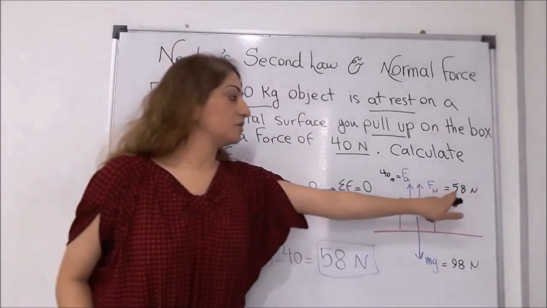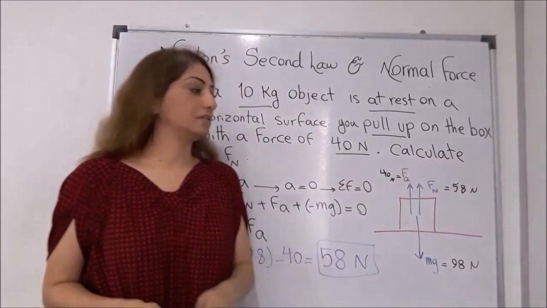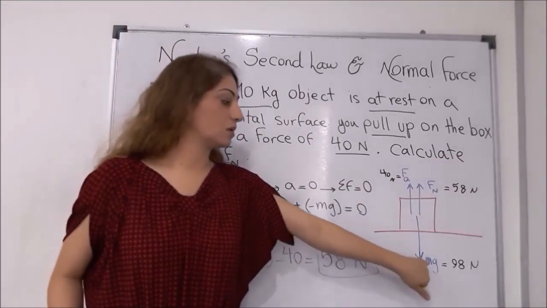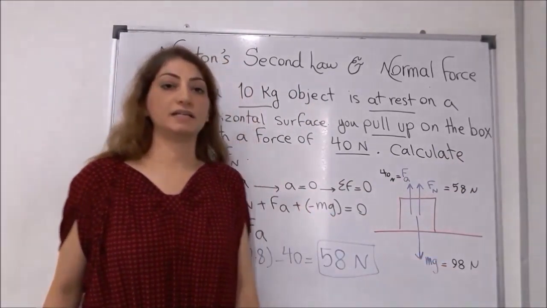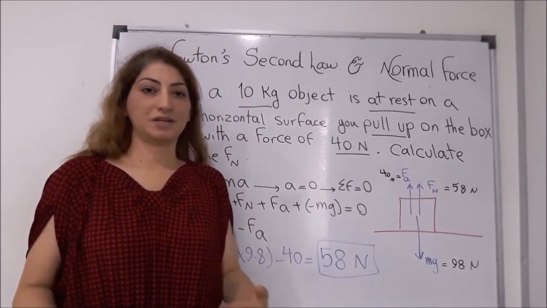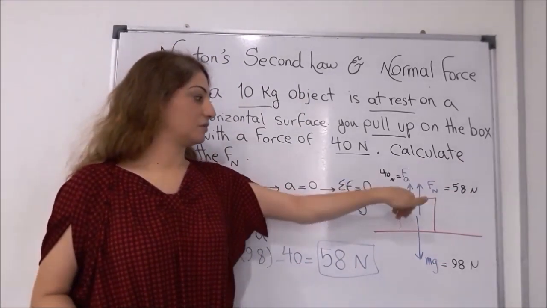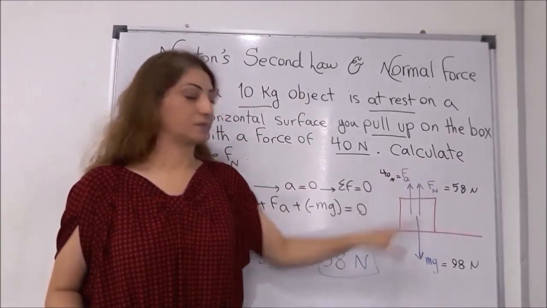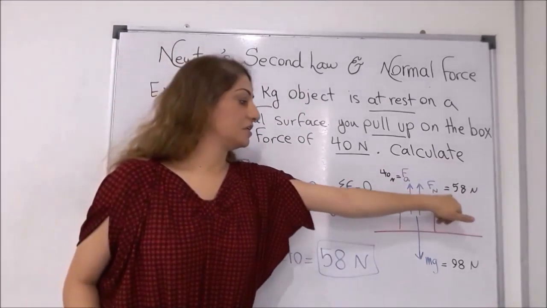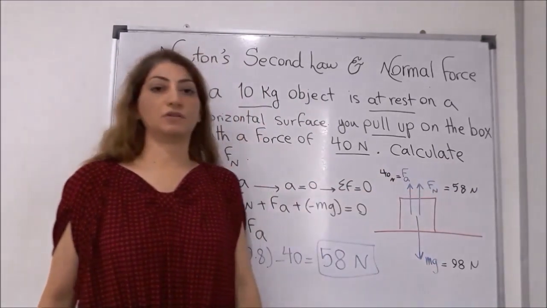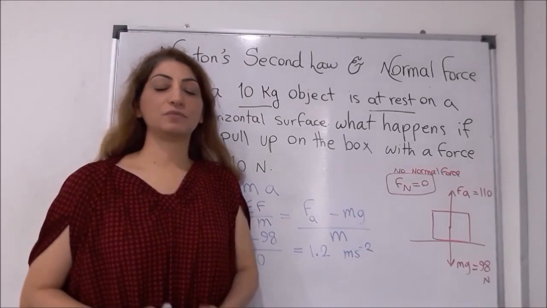So as you can see here, the normal force is much smaller than the weight of the object. This is smaller because we have another force that is balancing this one out. So the normal force here is smaller than the weight of the object. Now we have another example.